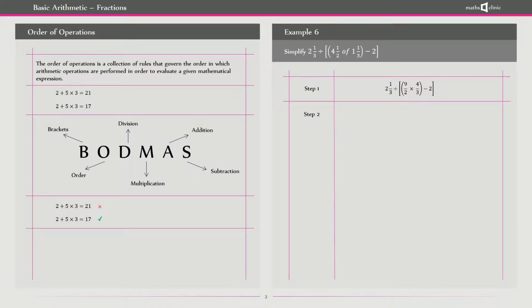And then step 2, the first thing we need to do is solve what's in the inner bracket. So we have 9 over 2 multiplied by 4 over 3, and when you solve that out you're going to have 6. So when you solve that inner bracket out, you have 6, and then you have that minus 2. Then obviously the next thing you need to do is solve this new bracket. So you have 6 minus 2, and you end up with 1/3 divided by 4.